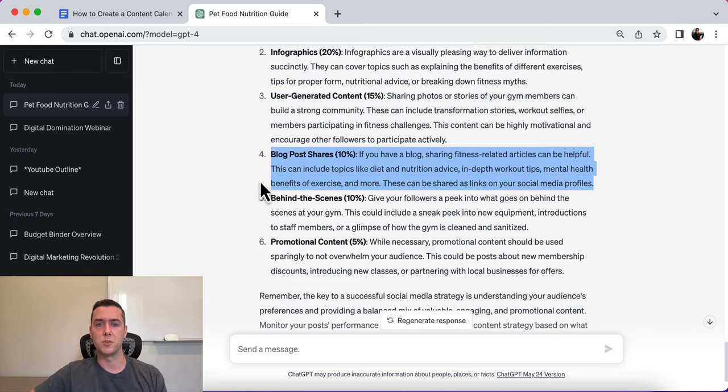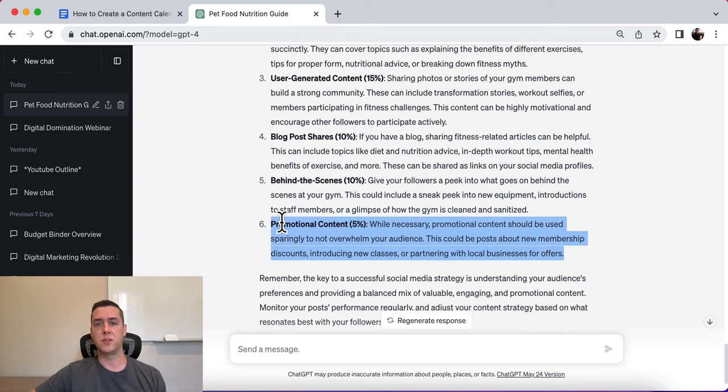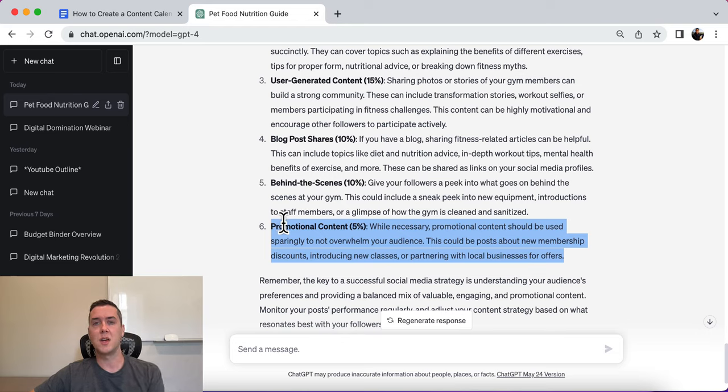Number four is blog posts, number five is behind the scenes, and number six is promotional content. Do you see that the promotional content is the smallest? Because at the end of the day, when you are educating and informing people and giving goodwill, they're naturally going to want to buy from you.